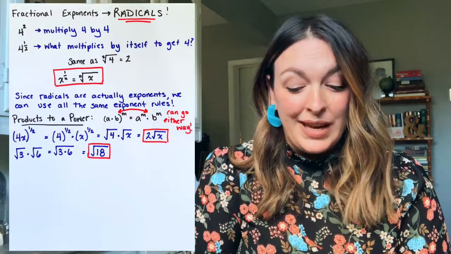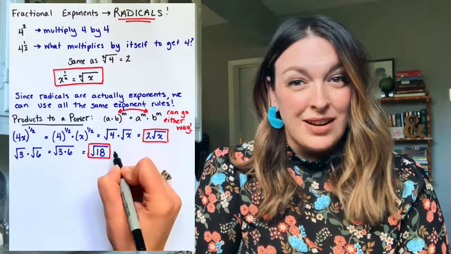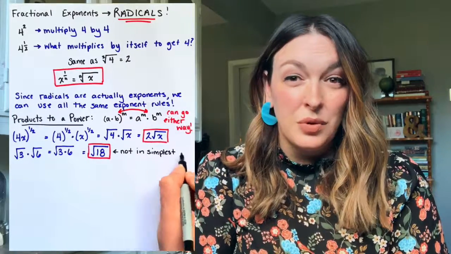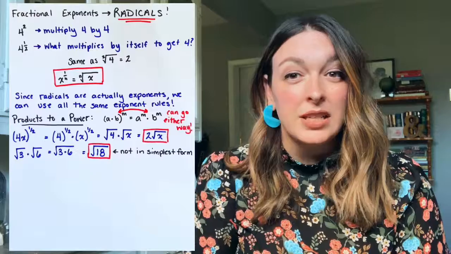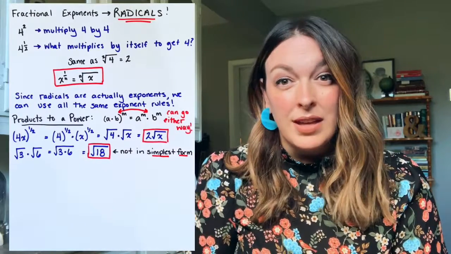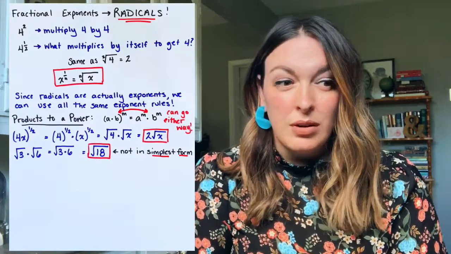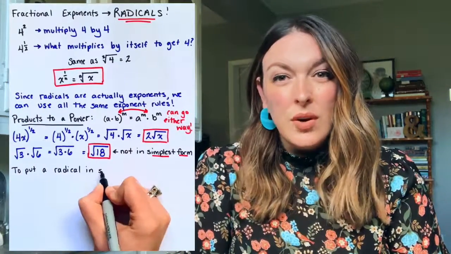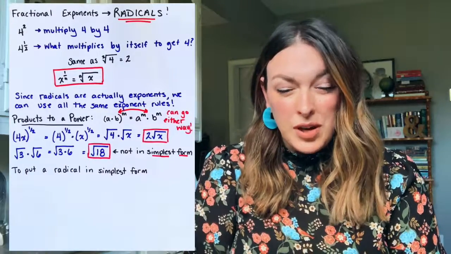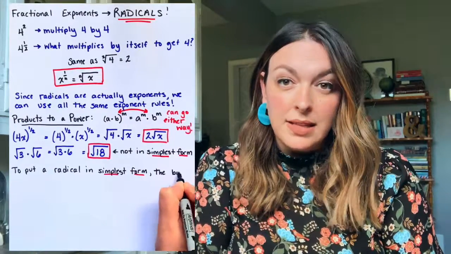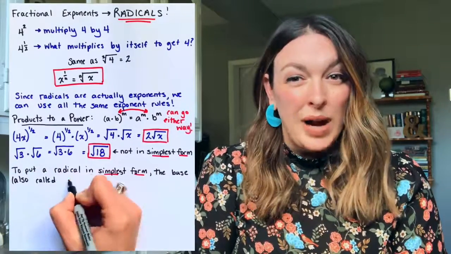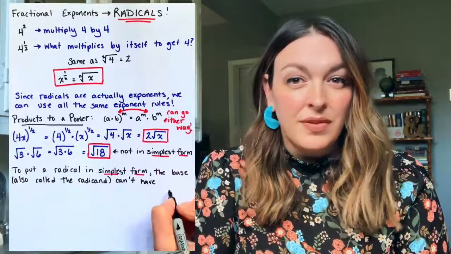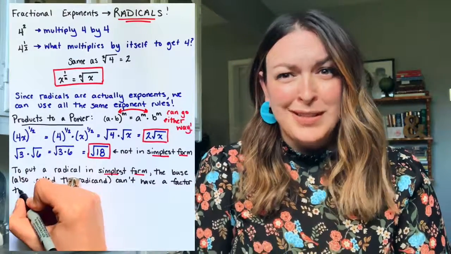The only thing about that is that's not actually in simplest form. So once we get into this world of radicals, we get into the world of how we actually should express them if they're not being evaluated, meaning we're not going to write down a number, because if we did, we'd be writing forever because they're irrational numbers. So to know if a radical is in simplest form or not, the base, which is the 18 in this case, we also call that a radicand now that we're working with radicals, can't have a factor that's a perfect square. So what does that mean exactly?